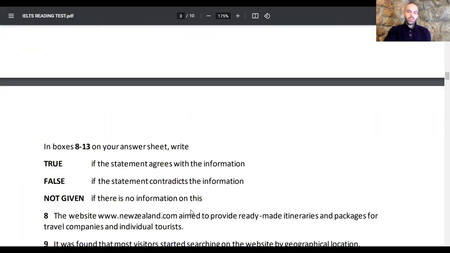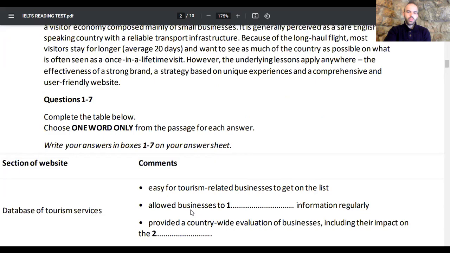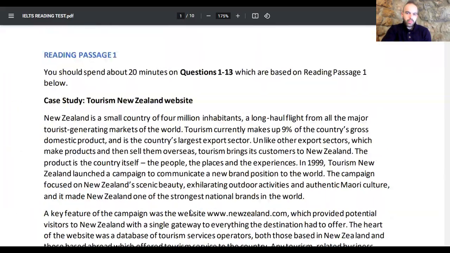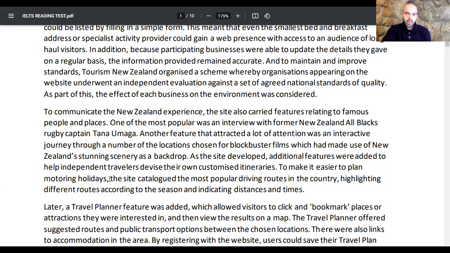Number 3, as you can see, says an interview with a former sports. The keywords in this sentence are interview, former, and sports. The answer is in paragraph 3. So if we go again to paragraph 3, which is here, that's paragraph 3.